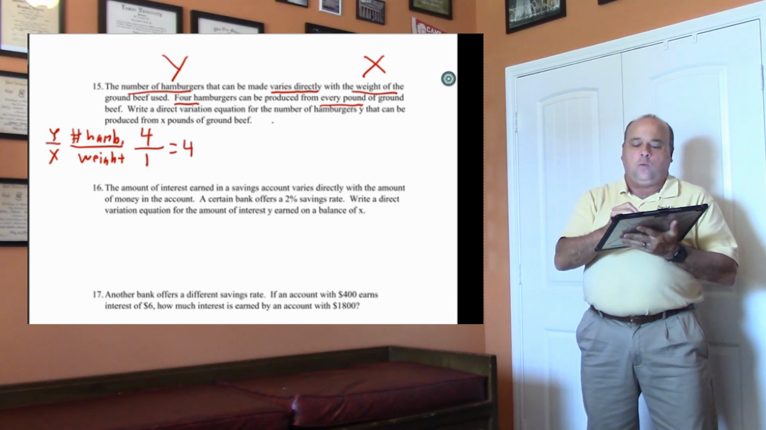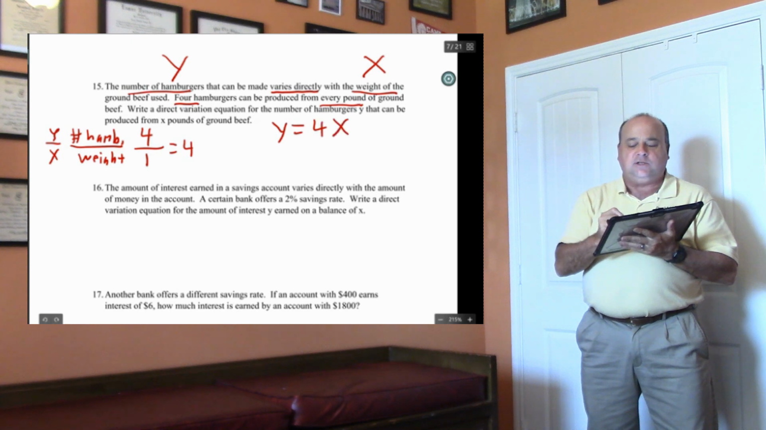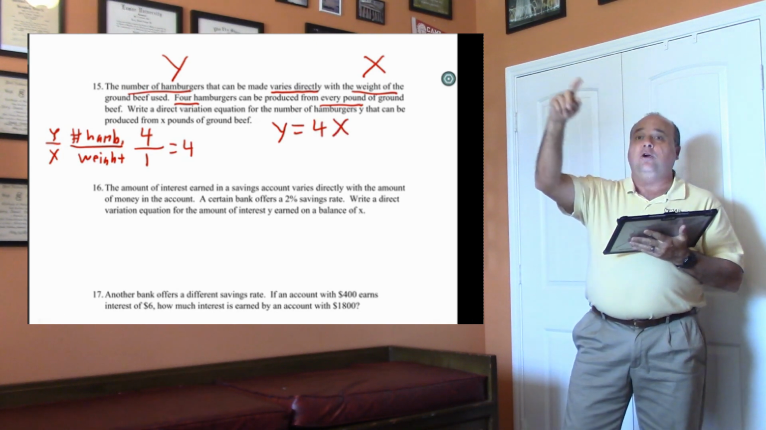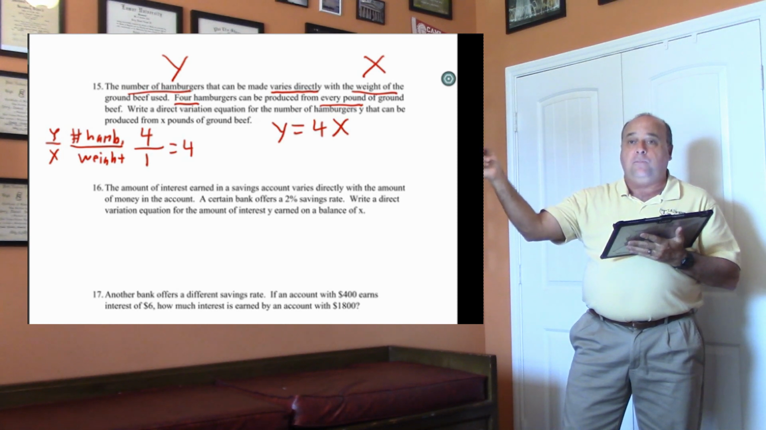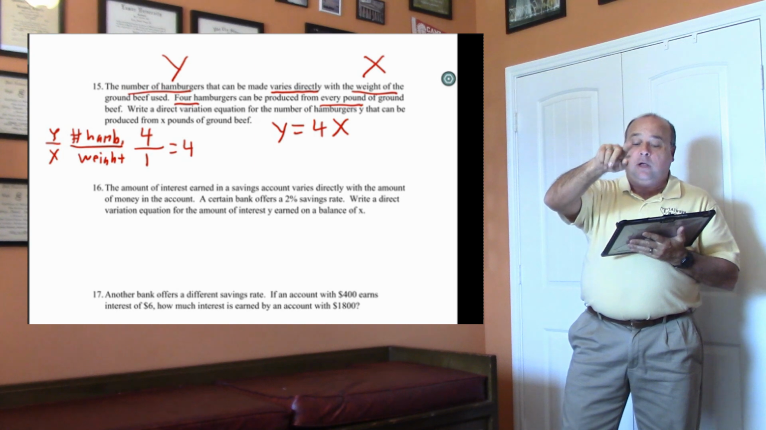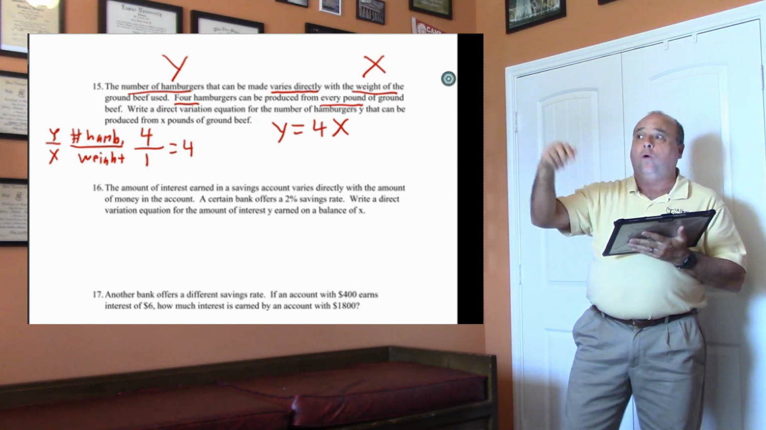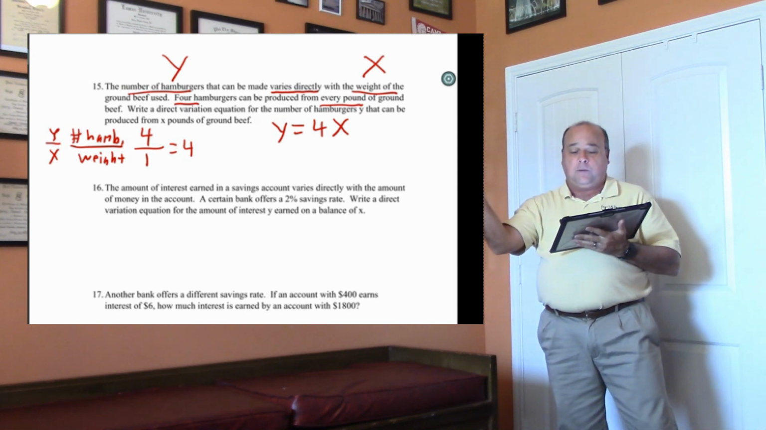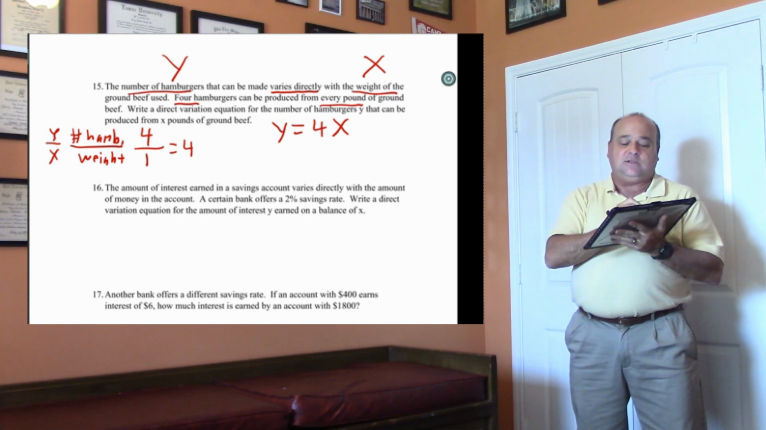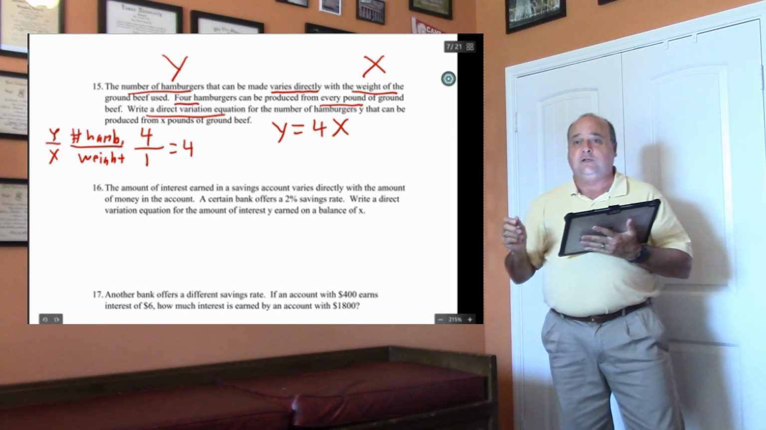Now then, let's make a y equals kx equation, just like what we've been doing. Remember, the y is the number of hamburgers, the x is the weight of the ground beef. So if they give us the number of hamburgers, we're going to divide by 4. If they give us the amount of beef, we're going to multiply by 4. Write a direct variation equation. We don't have to do anything more, because it just says write a direct variation equation.